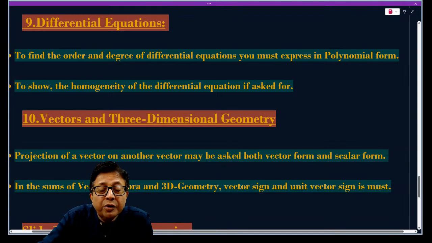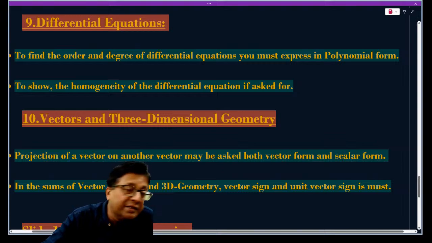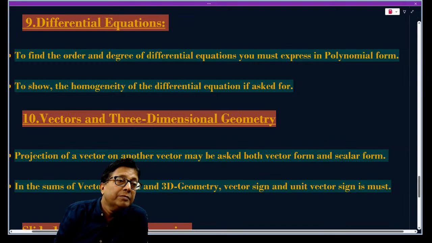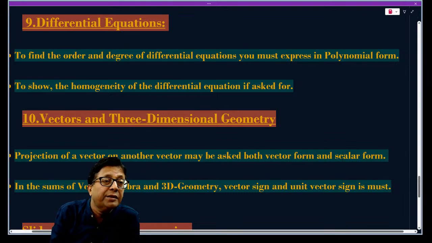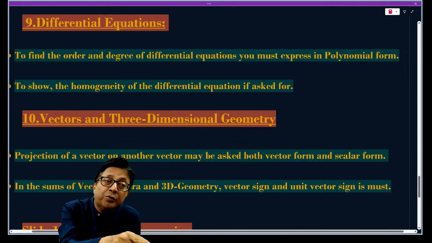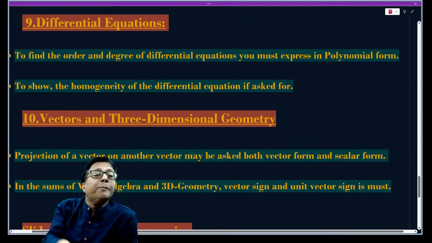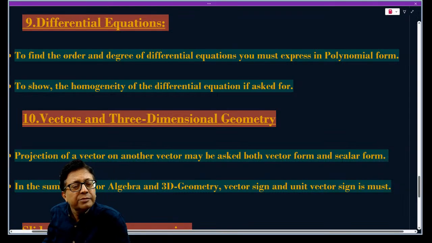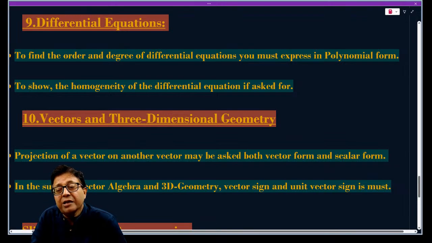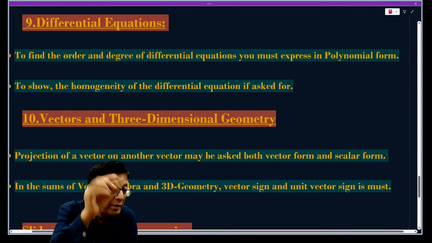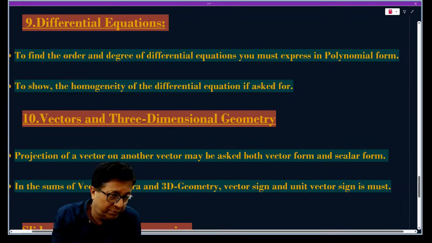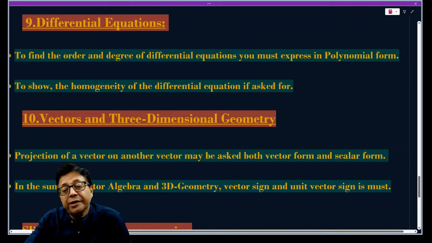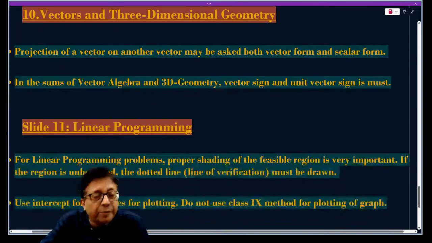Vector. Projection of a vector on another vector may be asked in both vector and scalar form. Be careful. If they ask you to write the projection vector, then you have to give your answer in terms of a vector only. If they are asking the length of projection, you just give the length. No problem. Scalar form. In the sums of vector algebra and 3D geometry, vector sign and unit vector sign are a must. I mean, separately for a unit vector, that sign cap or whatever you use, and here the vector sign. For normal vector, you must use them properly.